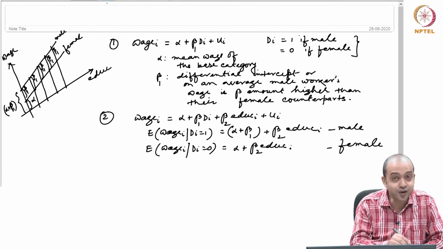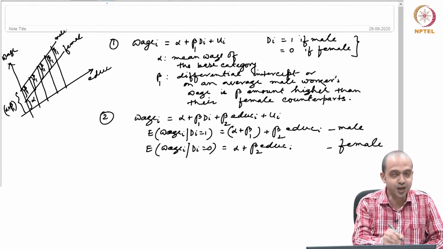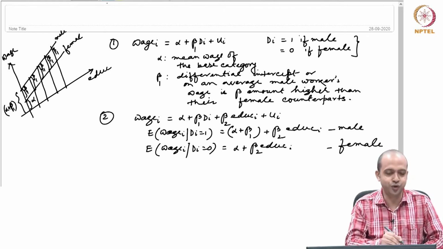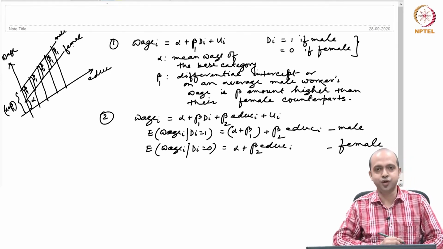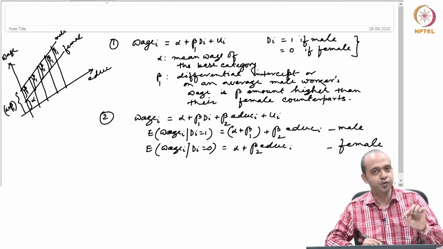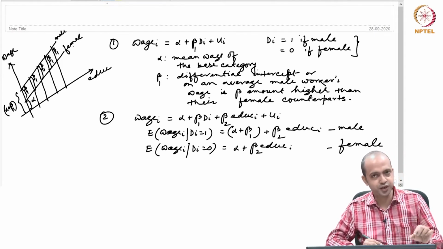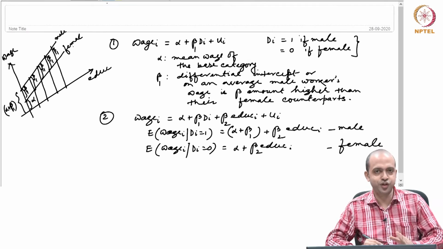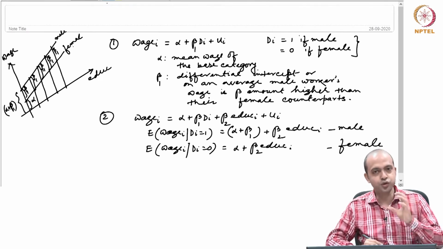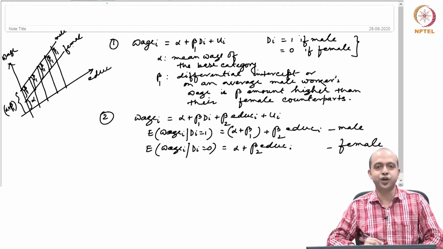For each and every level of education, the male workers earn beta 1 amount higher wage than their female counterpart. That is why we say that beta 1 is the differential intercept, and the practical interpretation is male workers on an average earn beta 1 amount higher wage than their female counterpart. This was our second case.